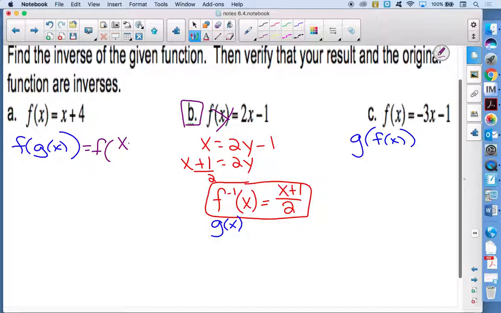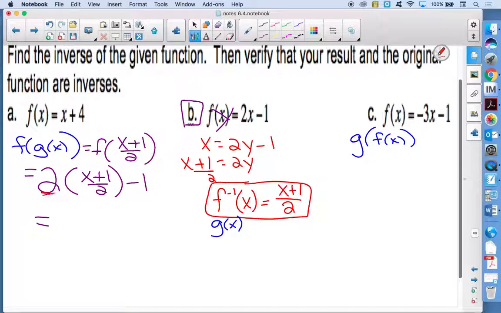So g is x plus 1 over 2. We're plugging that in place of x. So 2 and then x plus 1 over 2 and then minus 1. There is a shortcut to simplifying this. Does anybody know what a shortcut would be? David? You can cancel out the 2's.